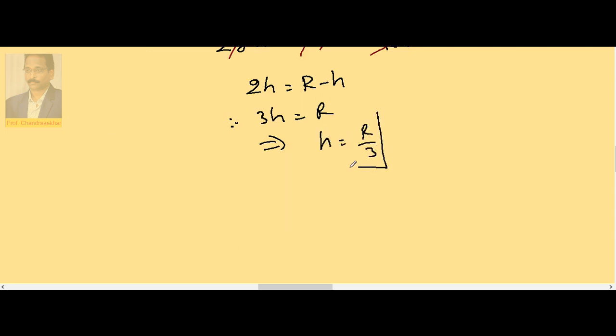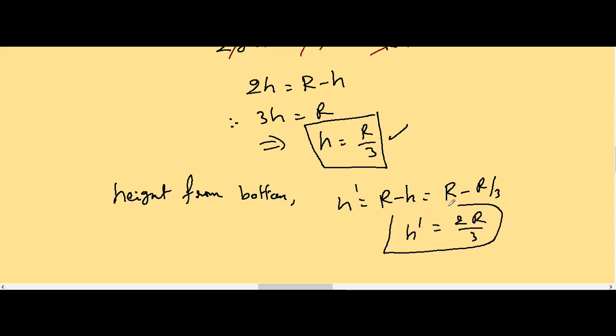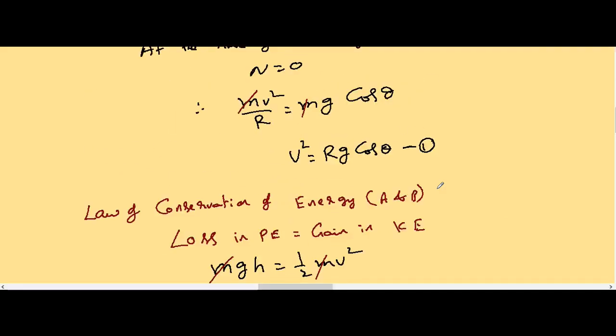So at a depth of r by 3 from the top, it is going to lose the contact. Or if I say height from the bottom, h dash if I call it, it is r minus h. So r minus r by 3, which is equal to 2r by 3. So at a height of 2r by 3 from the bottom of the hemisphere, or at a depth of r by 3 from the top, the body is going to lose contact with the surface.